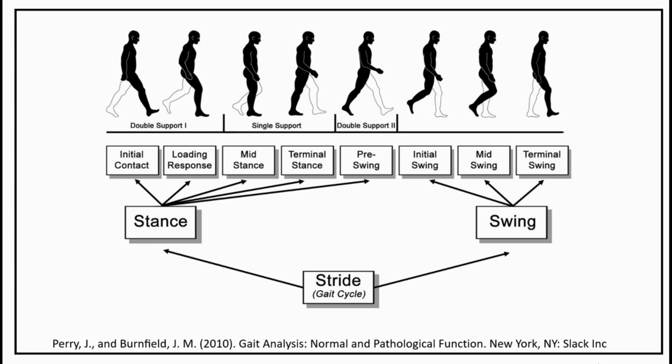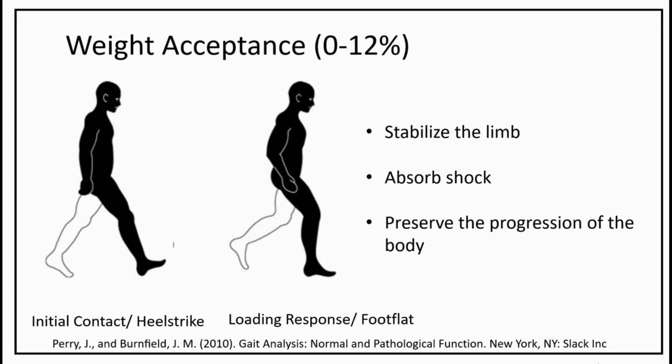When both members of the lower limbs are simultaneously in the stance phase, we refer to this as bipedal support or double support. This occurs 2 times within the gait cycle and forms 10% of the complete cycle. Now, when only one member is in the support phase, we refer to that as unipedal support or single support, 40%. The second member at the time will be in oscillating phase. The initial contact and loading response phases constitute weight acceptance, and they serve to stabilize the limb, absorb shock, and preserve the progression of the body.